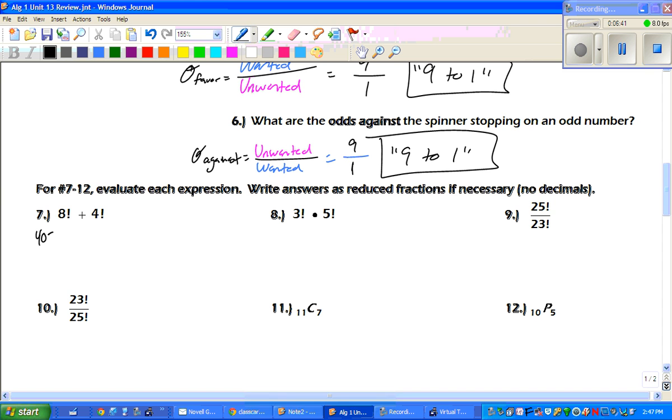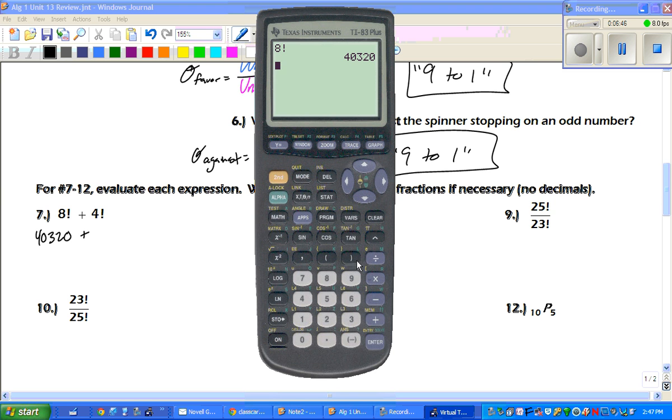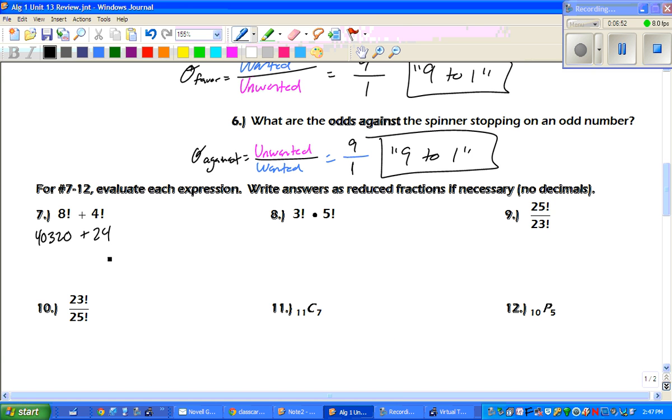So 8 factorial is 40320 plus 4 factorial, which is 24. And when you add those together, you get 40,344. Okay?